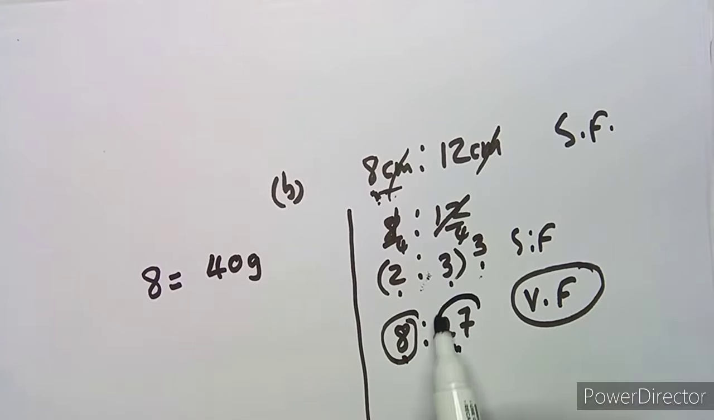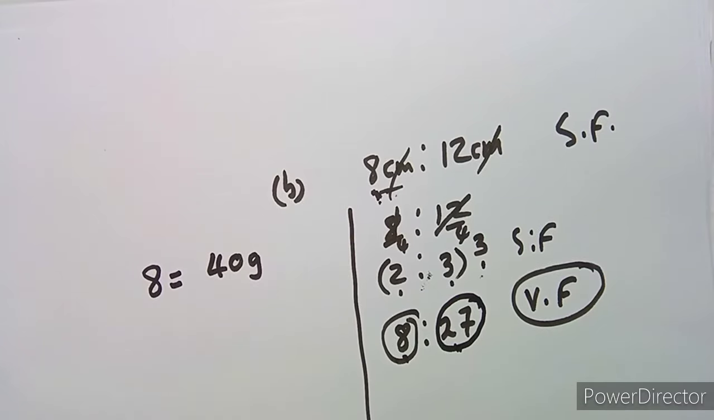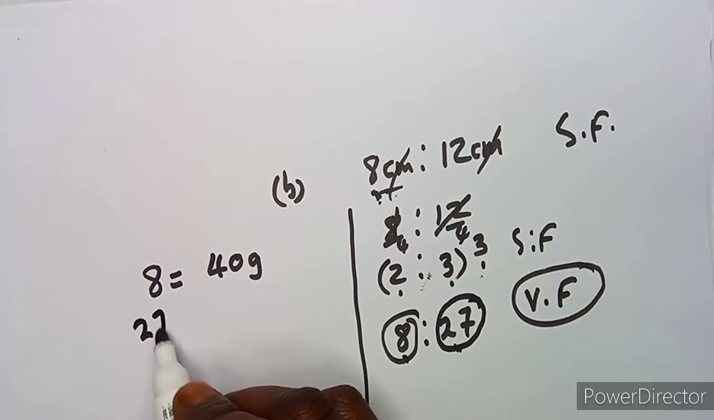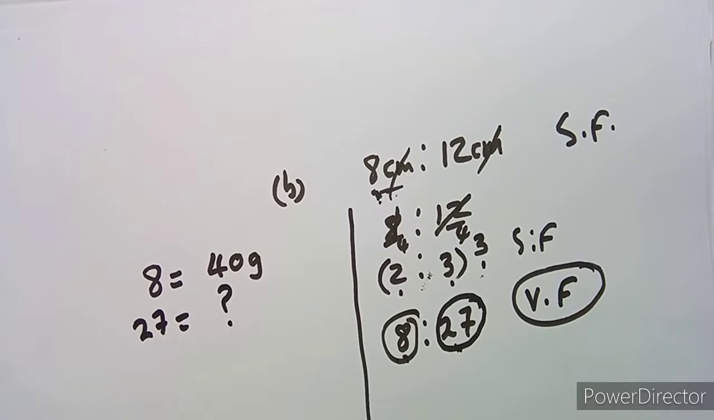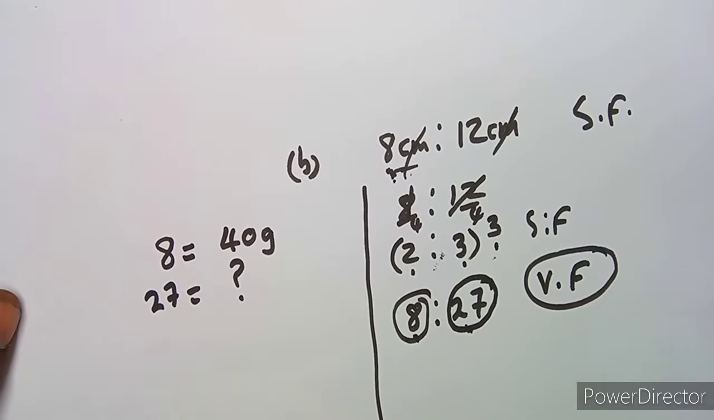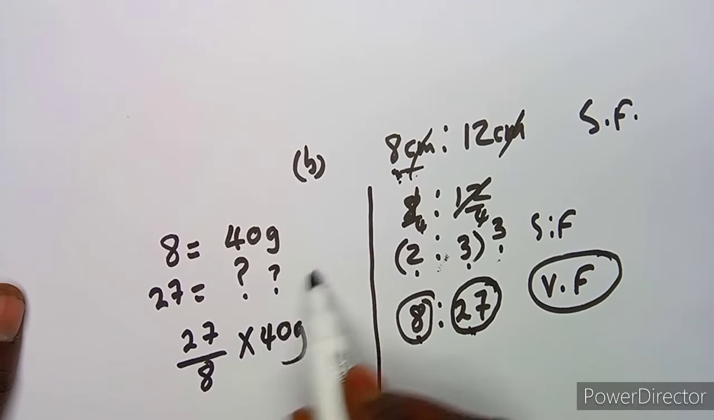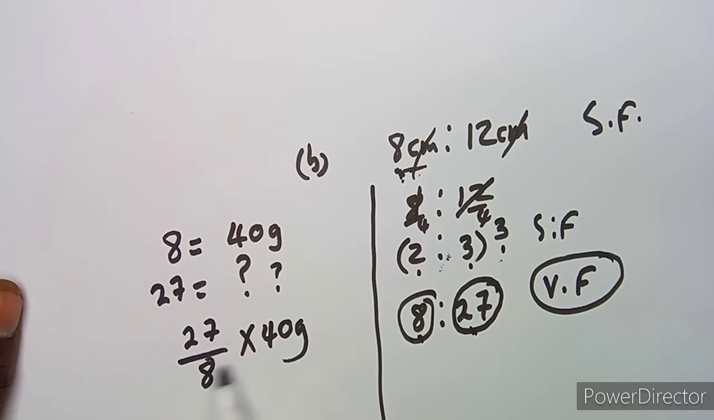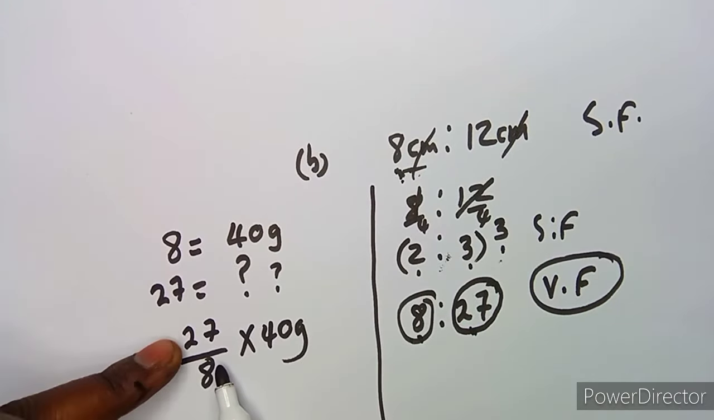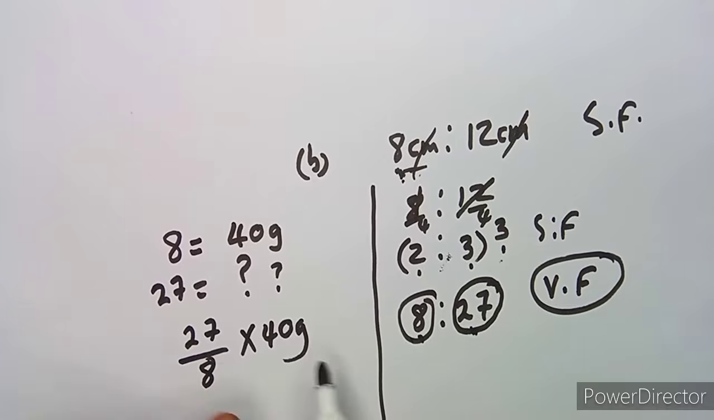What about this one, which has got a volume factor of 27? How is it going to correspond to the other mass? So we want the mass, so you use volume factors like I said. All right, so it's going to be 27 over 8 times 40. Guys, I told you that whether this is less or more does not matter. What you want is the one that you write on top. You want this 27, so it's 27 over 8 times this.